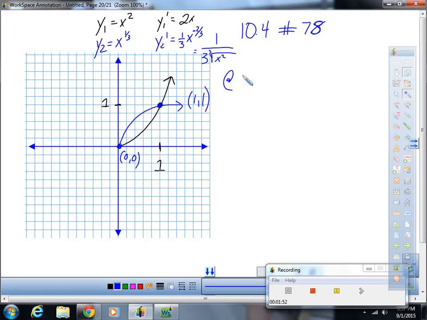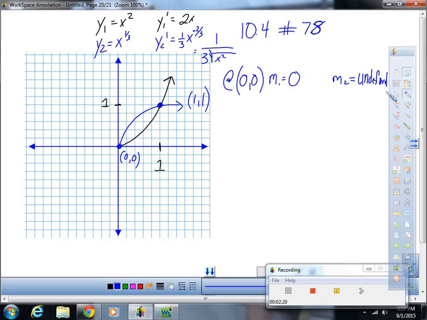At (0, 0), M1 equals 0. So when I put in a 0 here, I get 0. M2 is, well look, if I put in a 0 here, you're going to get a 0 under a radical in a denominator, so that's going to be undefined. Okay, so let's just get that one done.